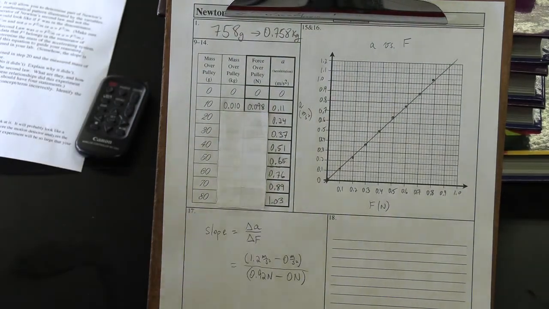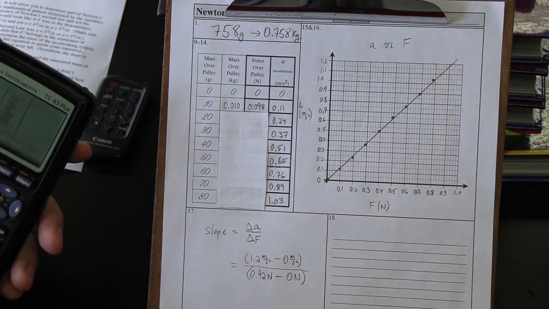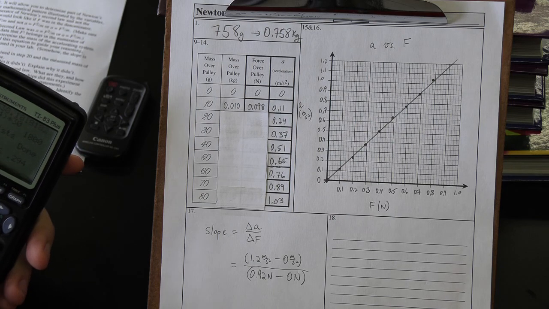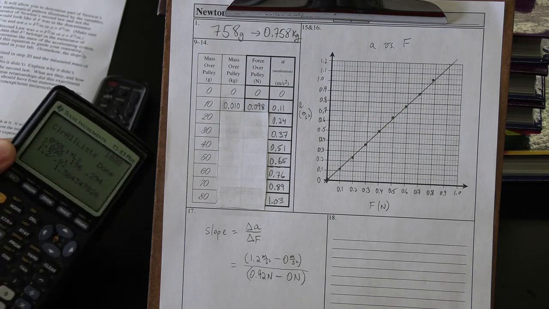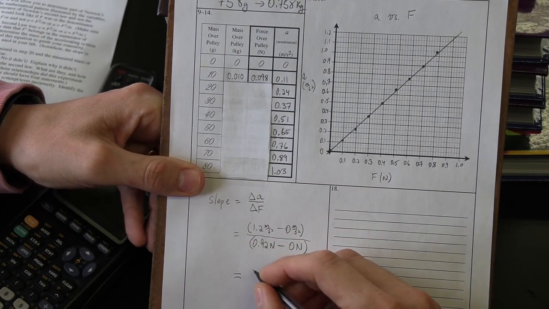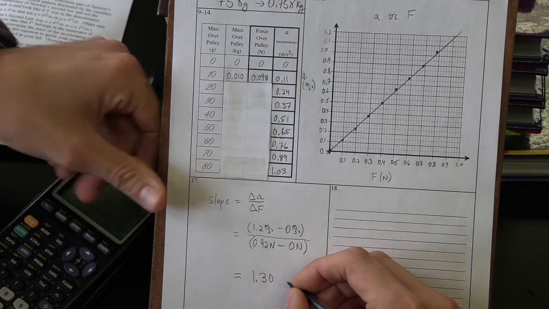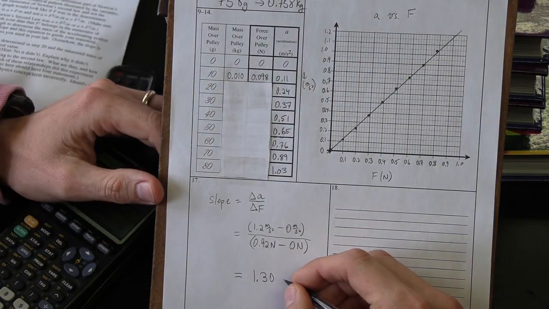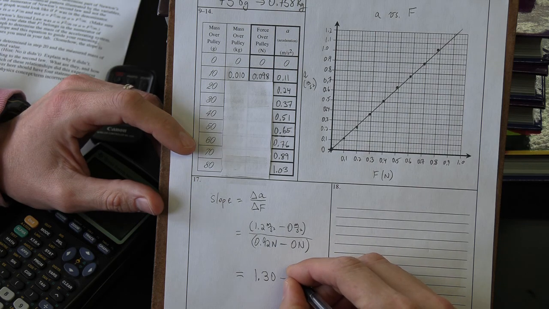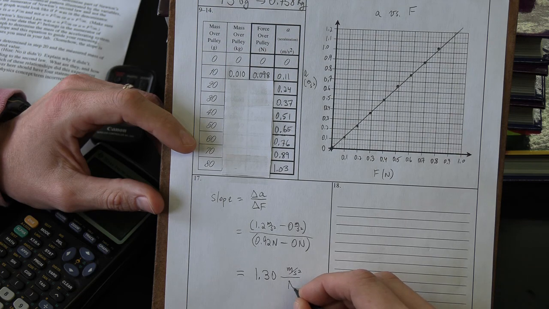Now, here's my calculator. Okay, now I'm going to just do that 1.2 divided by 0.92. Of course, your answer is going to be different because you have different data, but what I got is 1.30. And then, now, what are the units? The easiest thing to do is just leave all the units of the line above: meters per second squared on the top and newtons on the bottom.